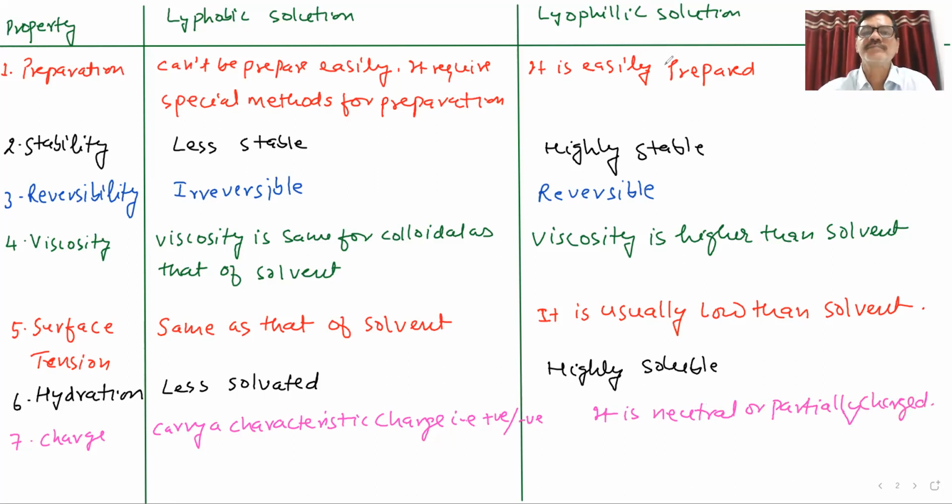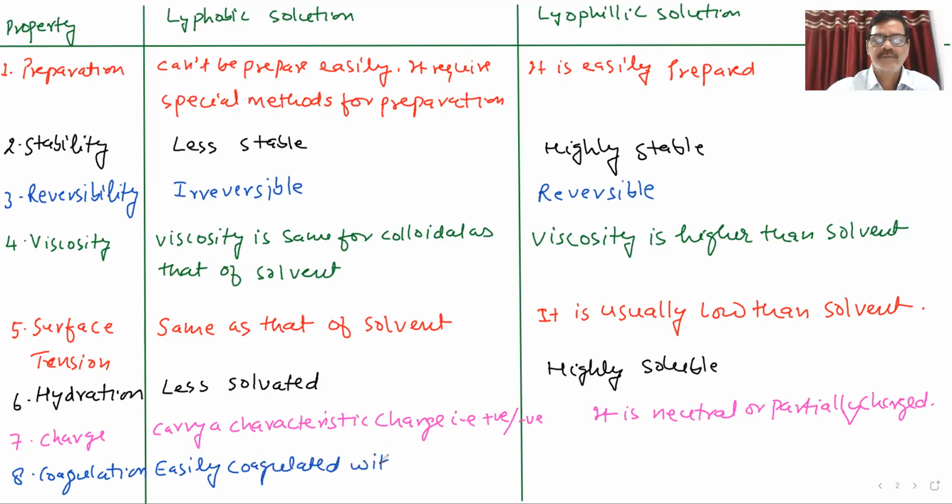After this, the eighth point of difference is visibility or coagulation. That is the most important point. Coagulation is basically precipitation. Easily coagulated with electrolyte. Cannot be easily coagulated.